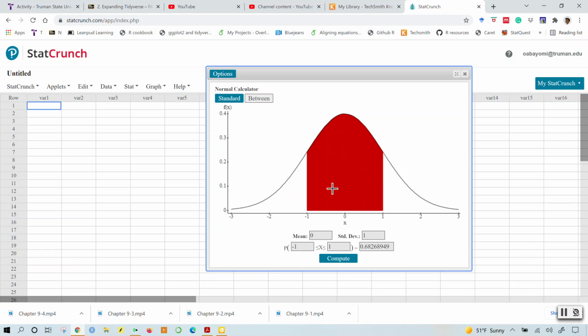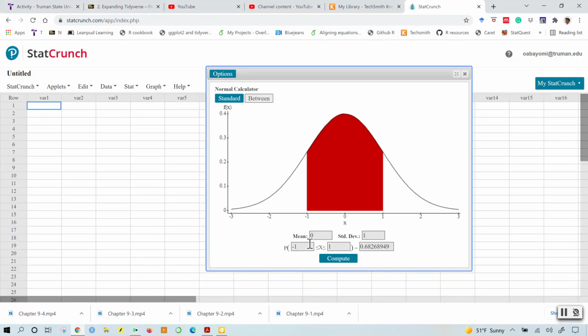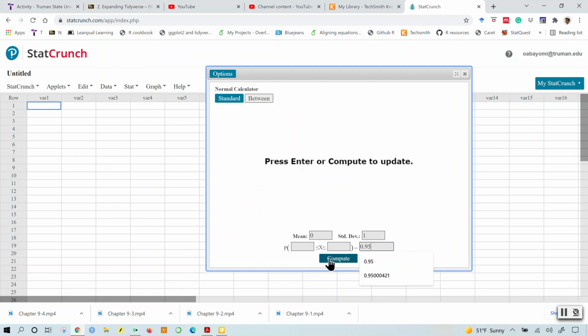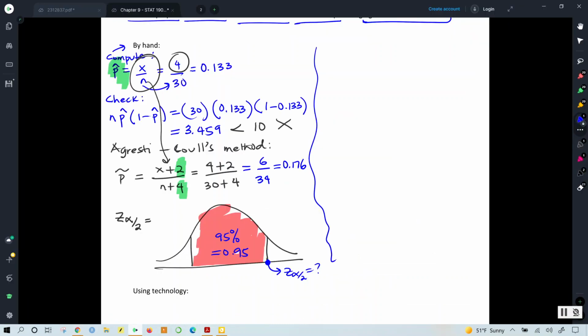The size of this shaded area, based on the template I have ready, is the 95% confidence interval. So I want 0.95, as we have illustrated earlier. So you have 0.95, and I'm going to leave these two parts blank. Leave 0 and 1 as is, and compute. So I have 1.96 right there, very close to 2. So as it stands, I can go back. This is equal to 1.96.